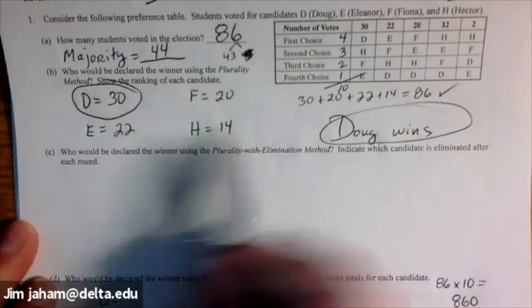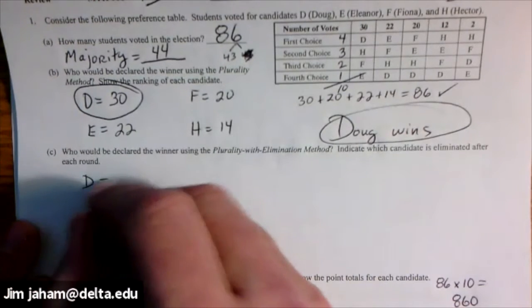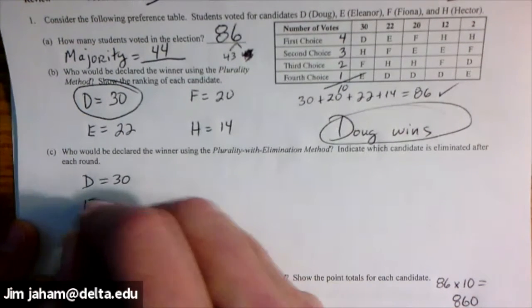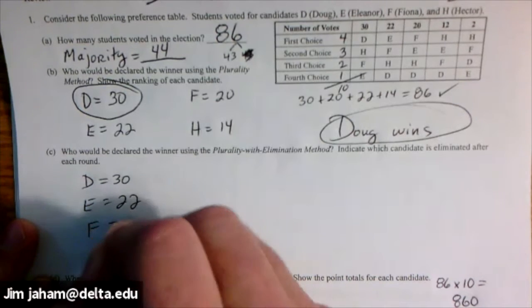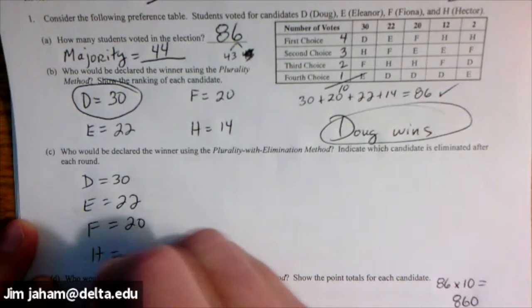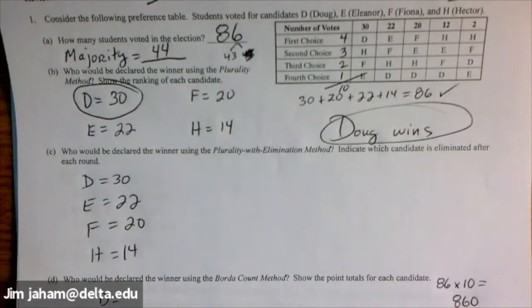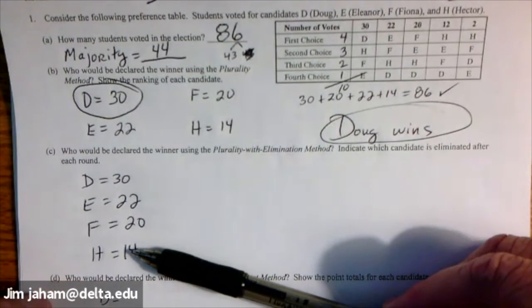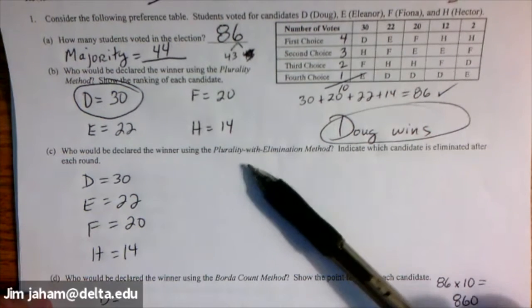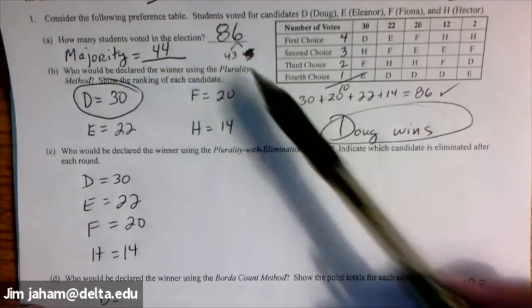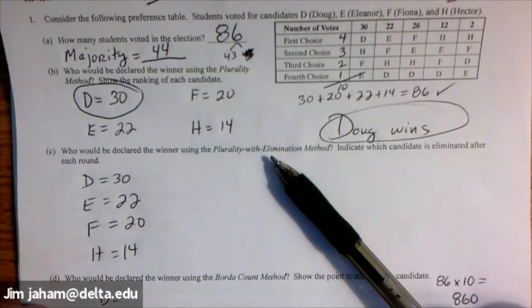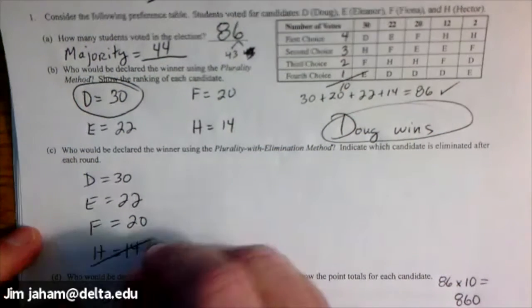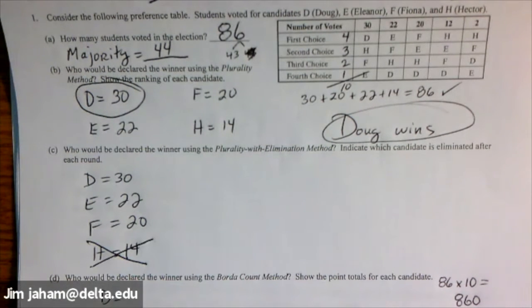Plurality with elimination: we start off with just the plurality, and D gets 30, E gets 22, F gets 20, and H gets 14. The majority is 44, so if one of these candidates had gotten 44 up here, this method would be ended, because the only thing that plurality with elimination requires that plurality doesn't is that you have to have a majority in order to win. And if there isn't a majority, then you eliminate the candidate with the fewest number of votes.